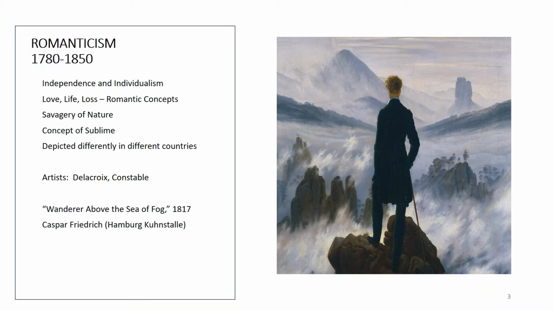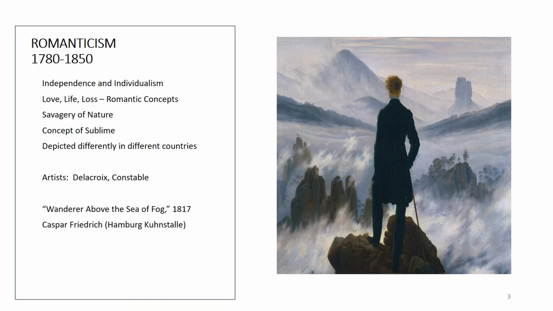Okay, so we have independence and individualism, and then we have a lot of romantic concepts that are being used. We have love and life and loss, and hence the name Romanticism. It also introduces, in a more basic way, the concept of the sublime. Sublime is actually a defined term in art, and it deals with inconceivable greatness, almost something that goes beyond the emotion, something that moves you in such a way that it's really hard to define.